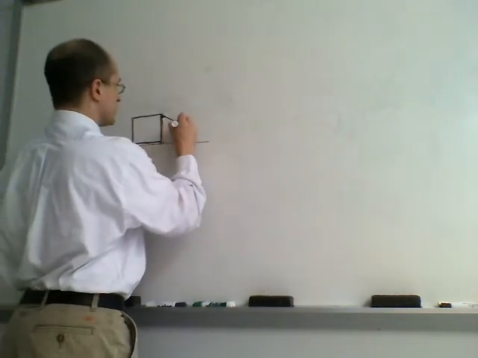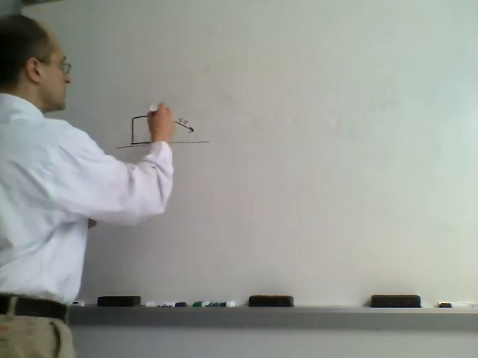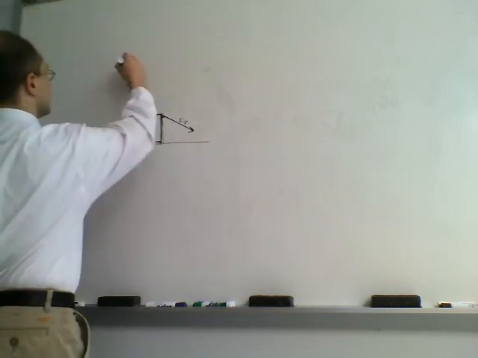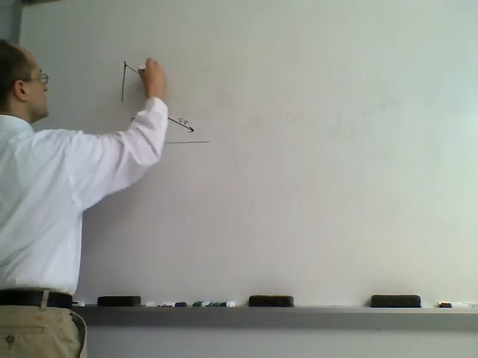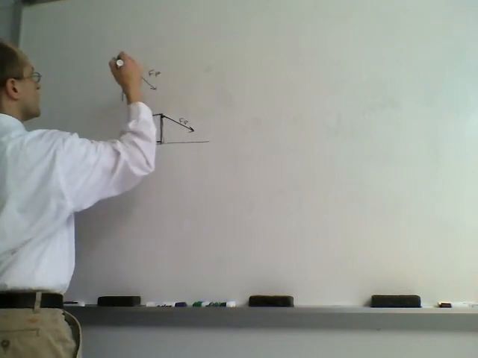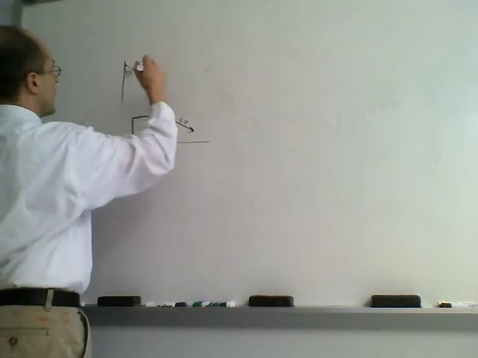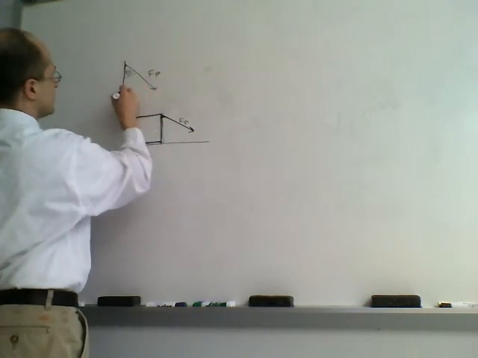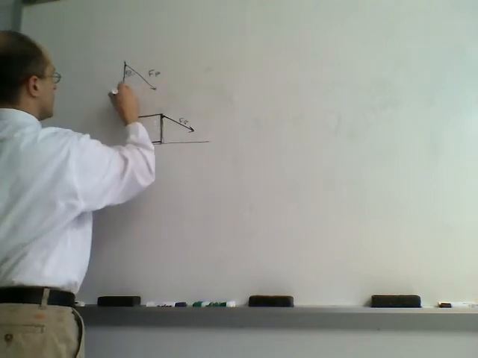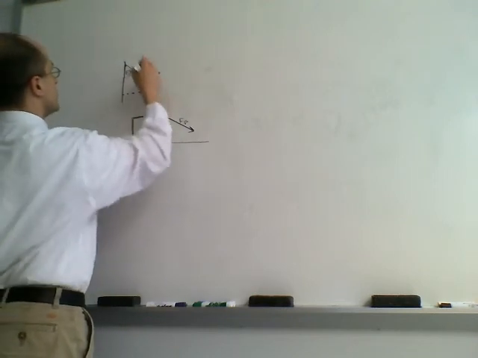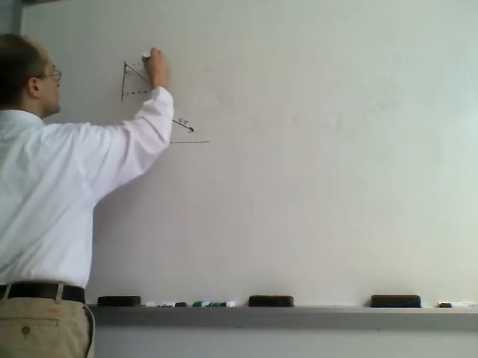So here are the forces on pulling. You can imagine you're pulling down on the box. Our rope makes some angle theta, and that gives us two components. Again, we've got an x and a y.